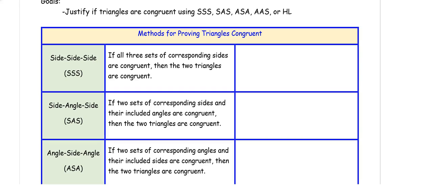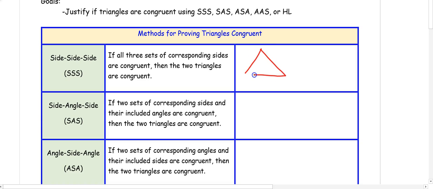So today we're going to justify if a triangle is congruent using side, side, side, side, angle, side, angle, side, angle, angle, side, or hypotenuse, leg. So let's go through the methods for proving triangles are congruent. The first method is side, side, side. If all three sets of corresponding sides are congruent, then the two triangles are congruent.